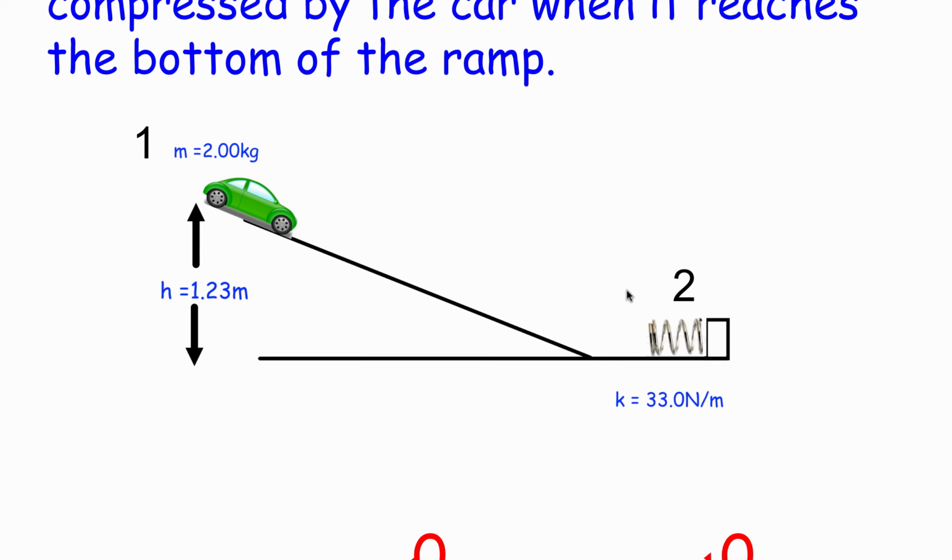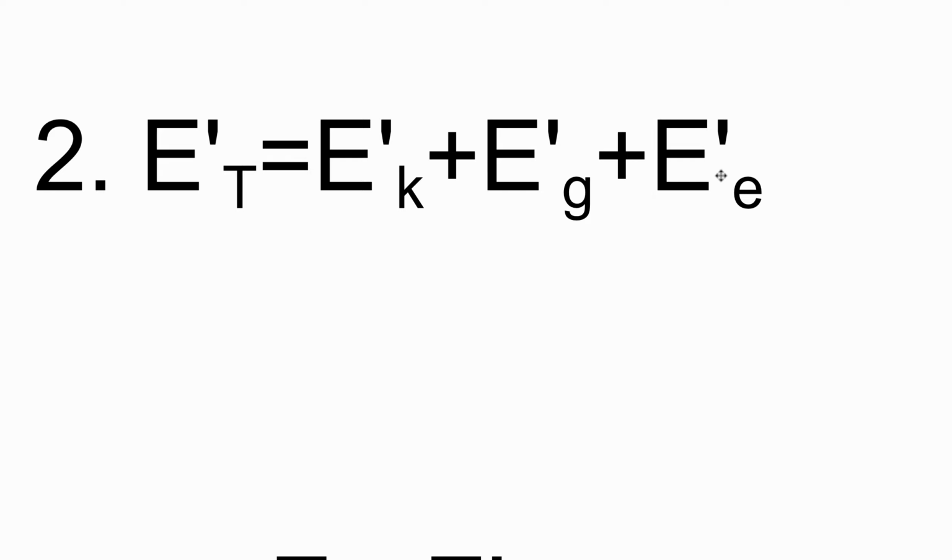So now we're going to take a look at position number 2, which is at the bottom of the ramp when the car comes into contact with the spring and compresses it. So for the bottom of the ramp, we're just going to list all of the possible energies we could be dealing with: kinetic energy, gravitational potential, and elastic potential. So the way this question is worded, the car will come to rest when the spring is completely compressed, which means there is no kinetic energy and there is no gravitational potential energy, which means that should be a 0. And this should also be a 0. So we're only going to be dealing with elastic potential energy.